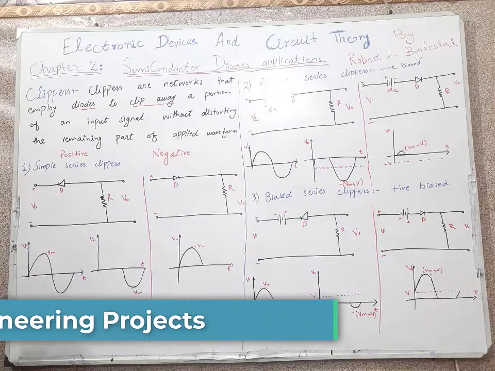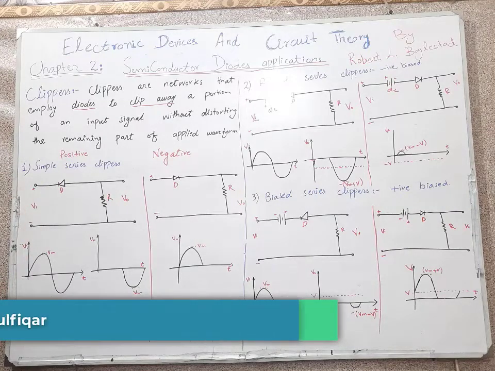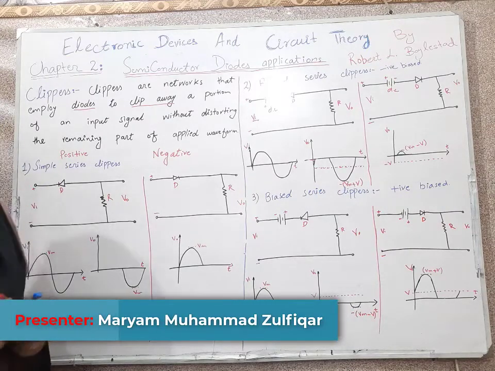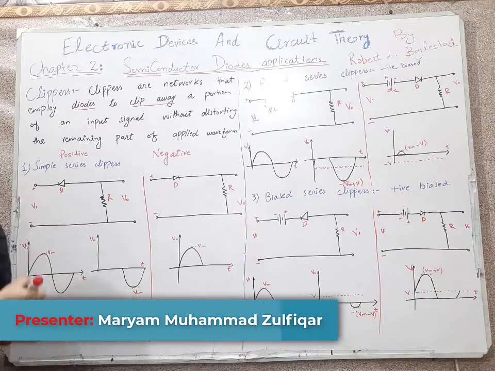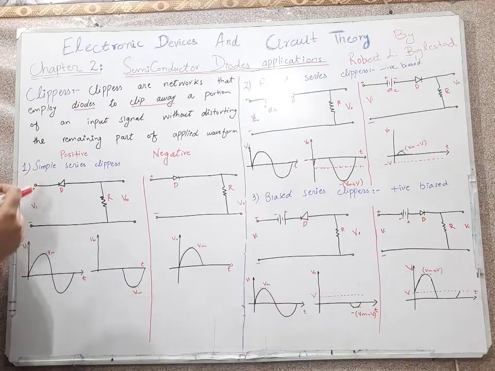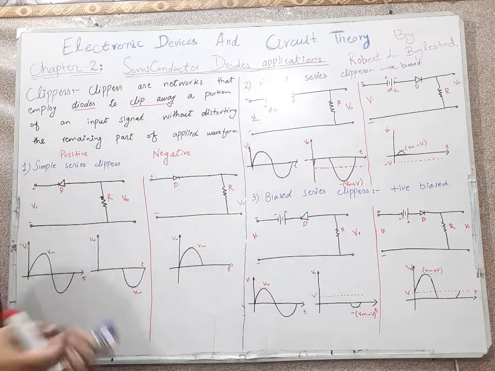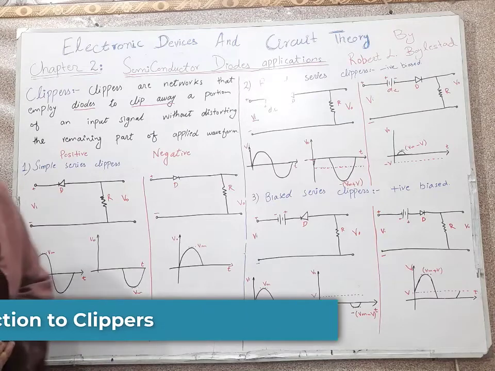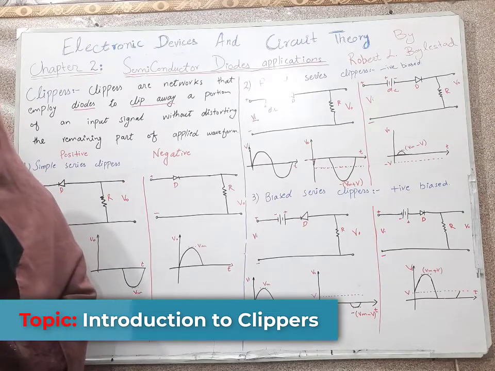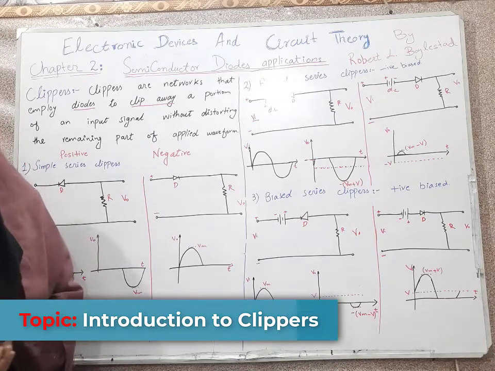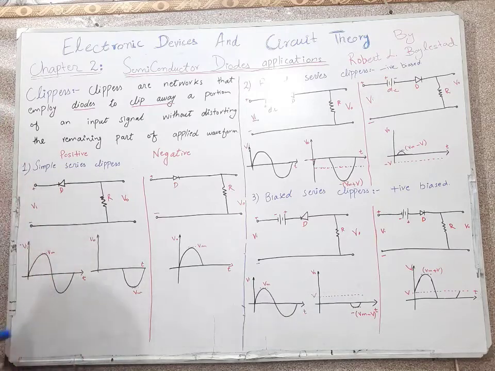We have started the series of Electronic Devices and Circuit Theory by Robert L. Boylestad. I am Mariam. This is chapter number 2 of our series, and its name is Semiconductor Diodes. Today we will discuss clippers, and it is a very important topic from an exam point of view.